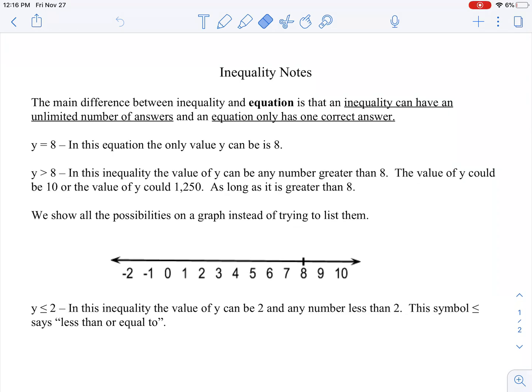Okay, today we're going to start talking about inequalities. The main difference between an inequality and an equation is that an inequality can have an unlimited number of answers, and an equation can only have one correct answer. For example, right here, y equals 8. That's an equation. In this equation, the only value y can be is 8, nothing else.